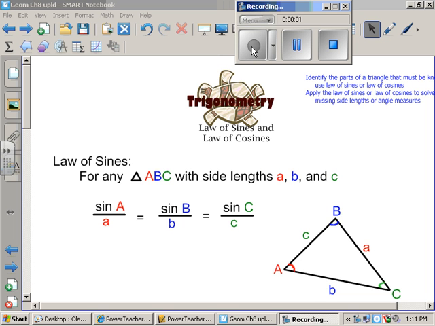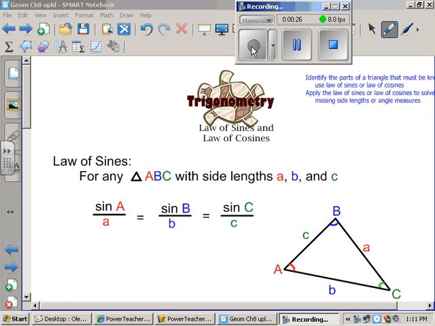Okay, the last topic in this section is the law of sines and the law of cosines, and that is for use for non-right triangles. So you're only going to ever use the law of sines and the law of cosines if you don't have right triangles. Okay? And the law of sines is pretty simple.